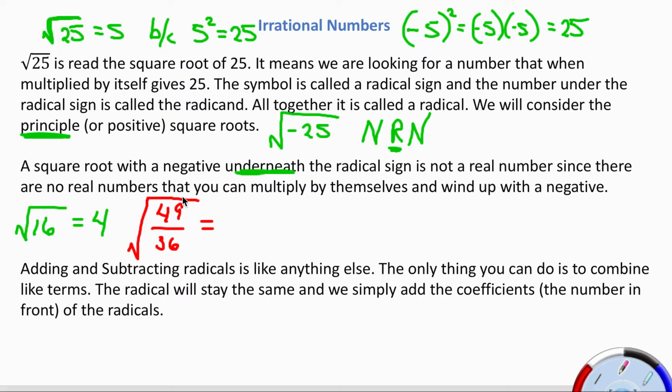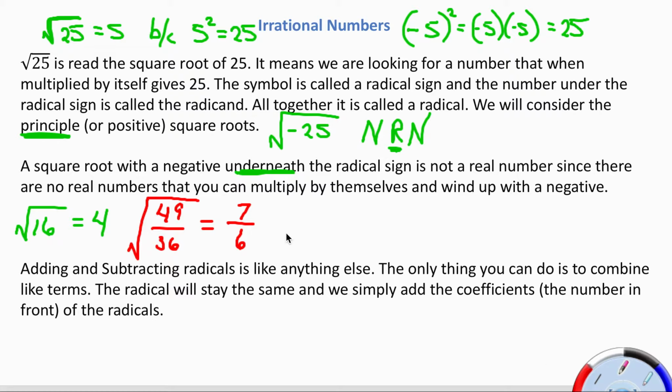So I can think, what's the square root of 49? What number multiplied by itself gives 49? 7 times 7 is 49, so that's my numerator. And square root of 36, because 6 times 6 is 36, that's my denominator. So I don't have to think about this as, oh my word, what fraction multiplied times itself gives this fraction. I can do the numerator and denominator individually.